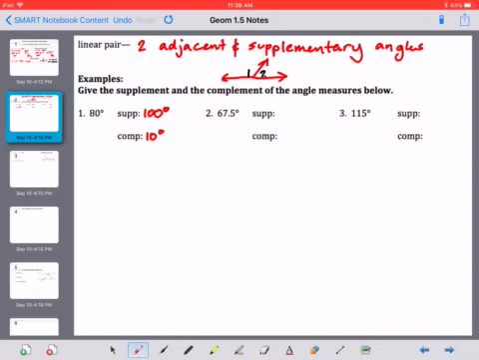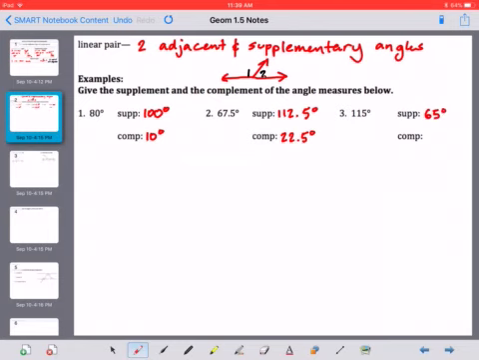Alright, so let's try another one here. 67.5 degrees plus what gives 180? 112.5 degrees adds up to 180 degrees. And 67.5 plus 22.5 degrees is 90. Alright, last one here. 115 degrees plus 65 degrees will give us 180.